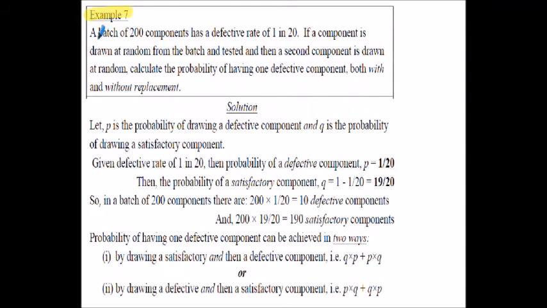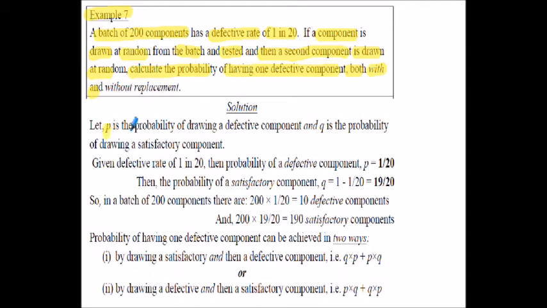Example 7. A batch of 200 components has a defective rate of 1 in 20. If a component is drawn at random from the batch and tested, then a second component is drawn at random. Calculate the probability of having one defective component both with and without replacement.